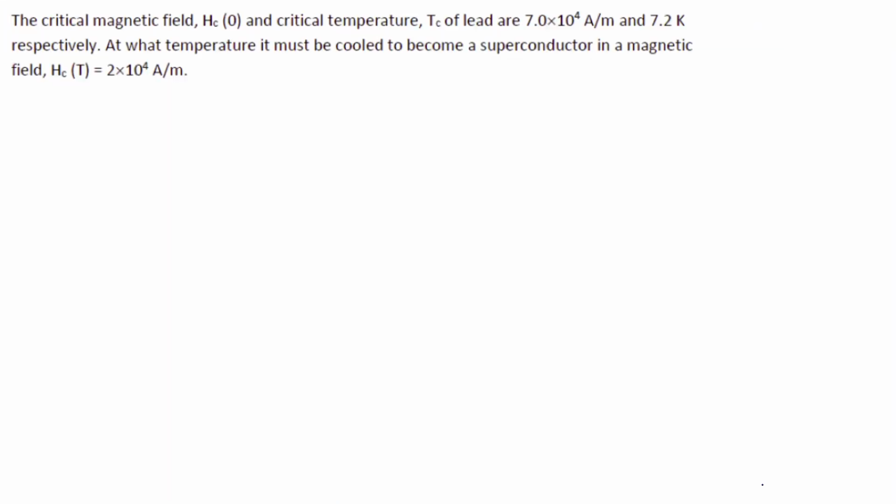Okay, now let us go to the next problem. The critical magnetic field HC0 and the critical temperature Tc of lead are 7.7 into 10 to the power 4 ampere per meter and 7.2 Kelvin respectively. At what temperature must it be cooled to become a superconductor in a magnetic field HC of T equal to 2 into 10 to the power 4 ampere per meter?